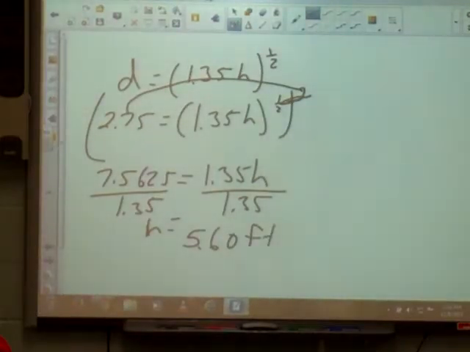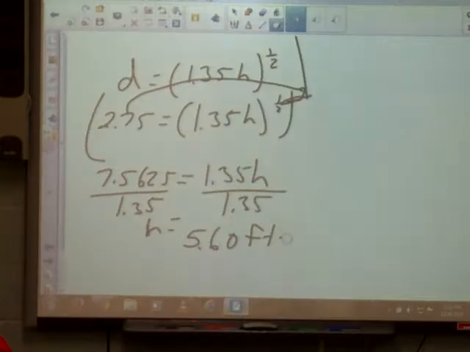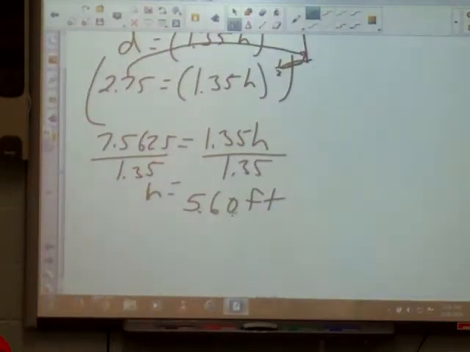5.60 feet. I normally, if I'm dealing with feet or something, how tall somebody is, I normally like to write it in terms of feet and inches. Like 5 feet 7 inches, 5 feet 4 inches, but it told me to round to the hundredth, so I kept it at 5.60.